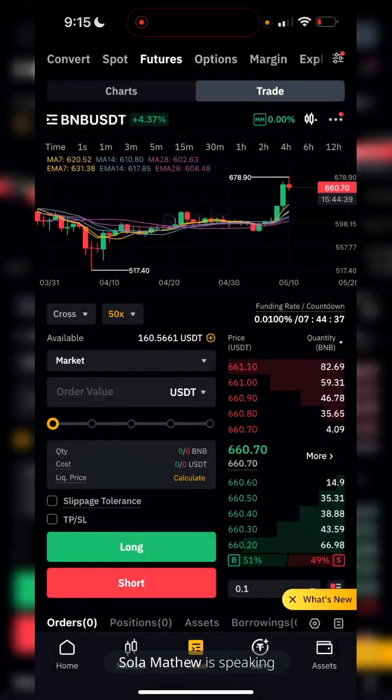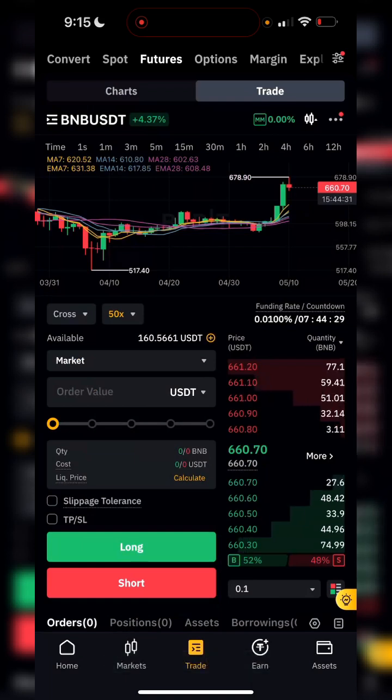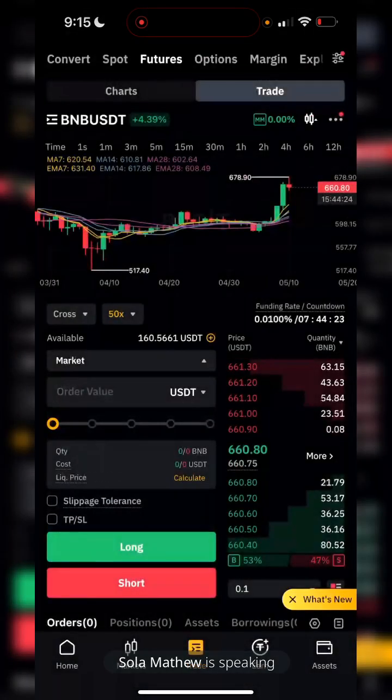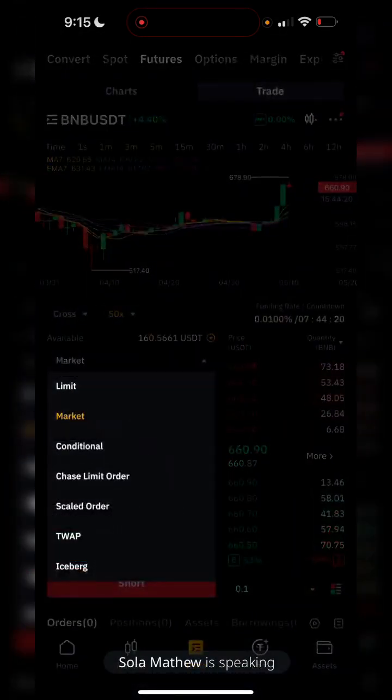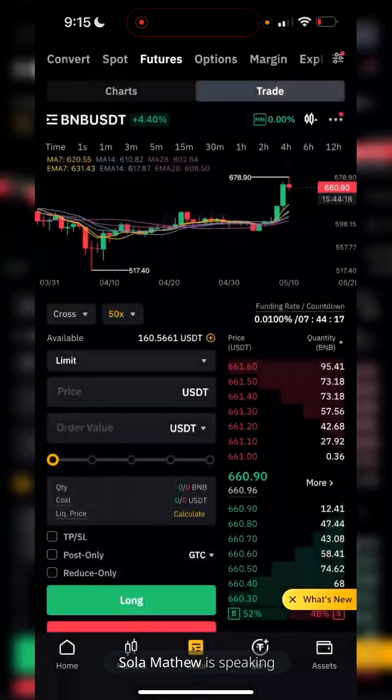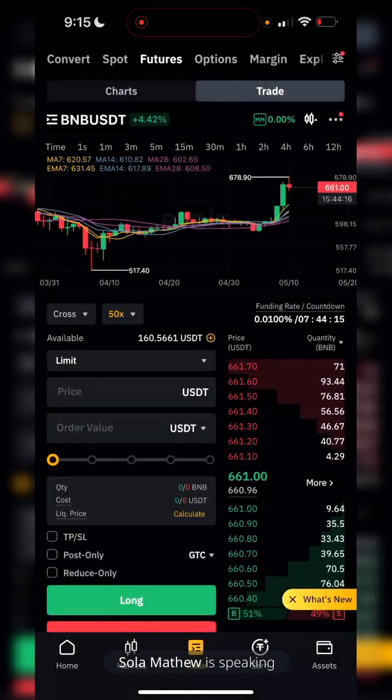But with this formula that we are doing, your leverage does not matter, because either you use big leverage or you use small leverage, if you are going to lose, you're going to lose that $5. Okay. So click on this market. Once you click on this market, change it to limit, because it's limits that you are using. All right.